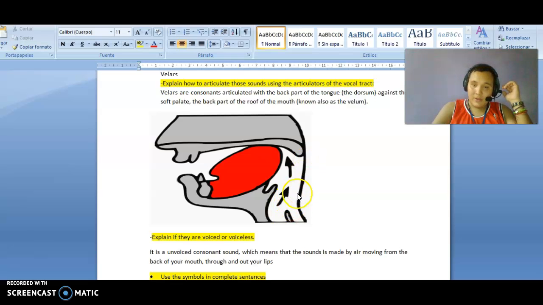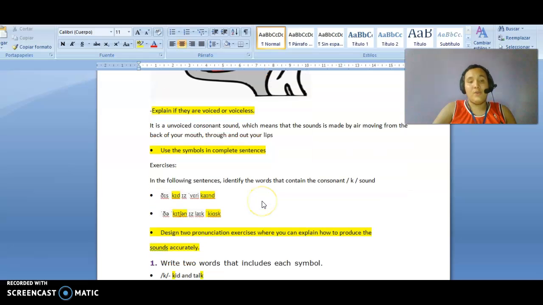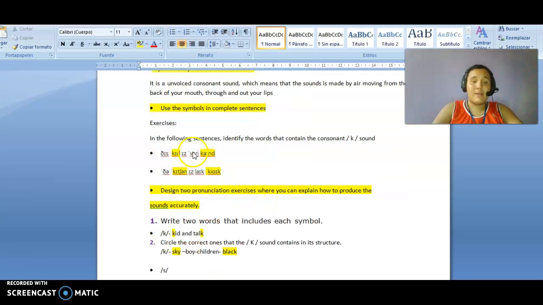Now look at this picture. The air moves from the back of the mouth and through out of your lips. For example, okay, spray. And is it voiced or voiceless? It's a voiceless consonant sound, which means that the sound is made by air moving through all your lips. Use a simple complete sentence exercise. Following the sentence, identify the word that contains the consonant K sound.